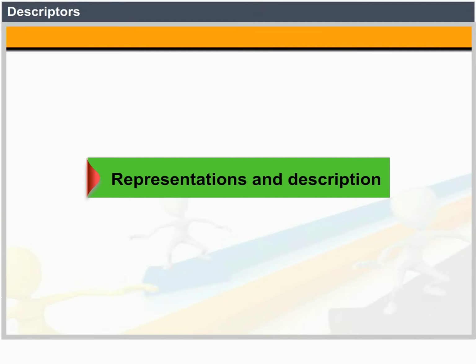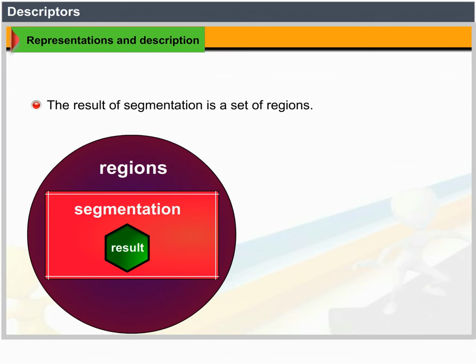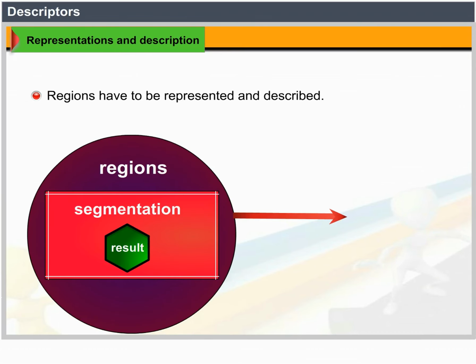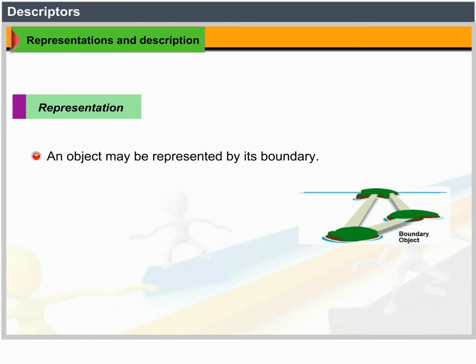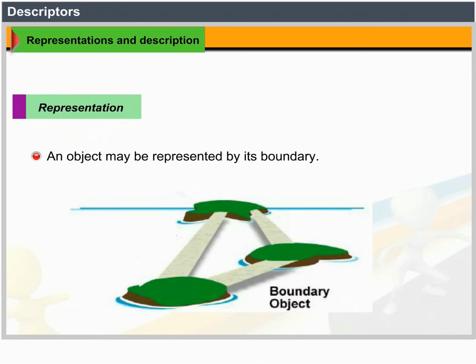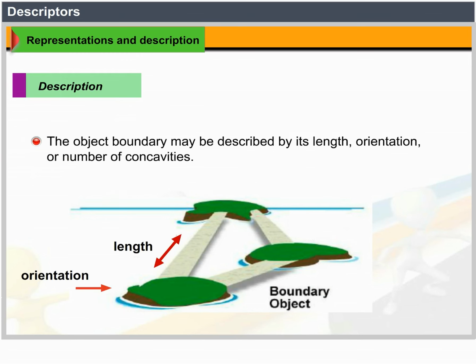Descriptors. Representation and description. The result of segmentation is a set of regions. Regions have to be represented and described. Representation: an object may be represented by its boundary. Description: the object boundary may be described by its length, orientation, or number of concavities.